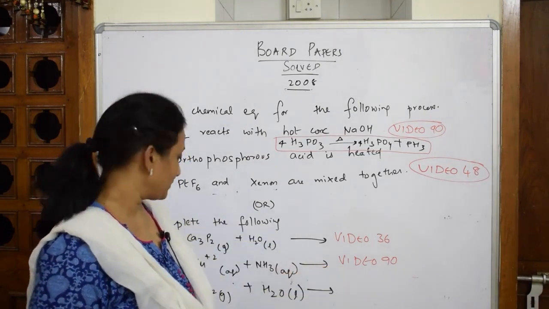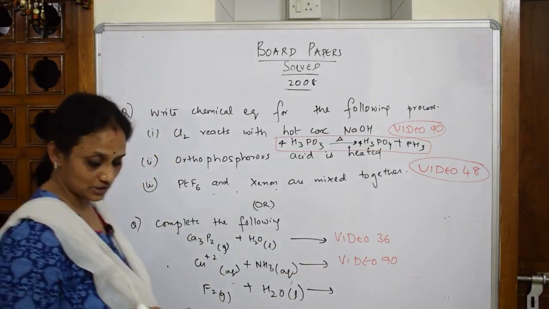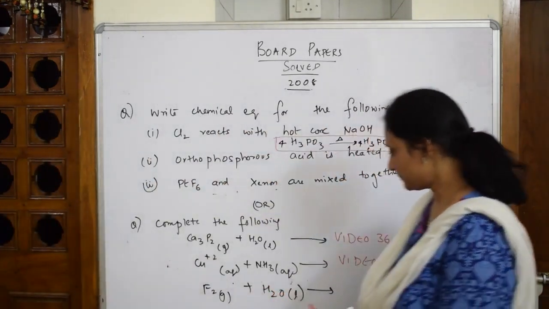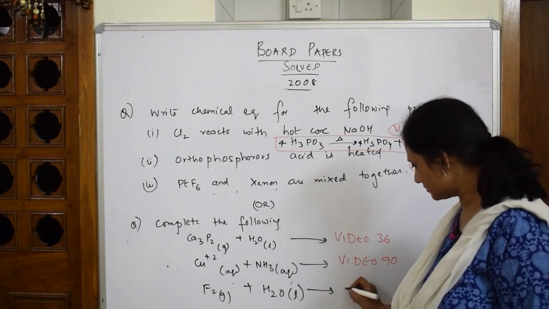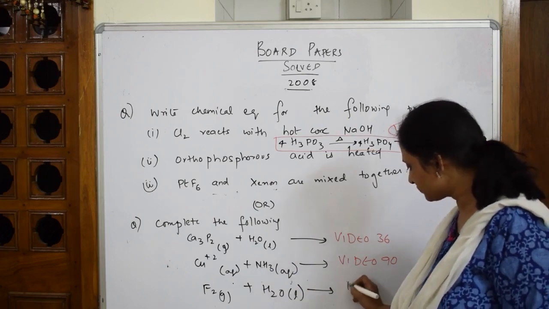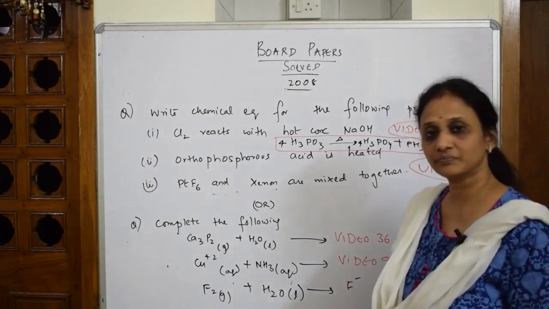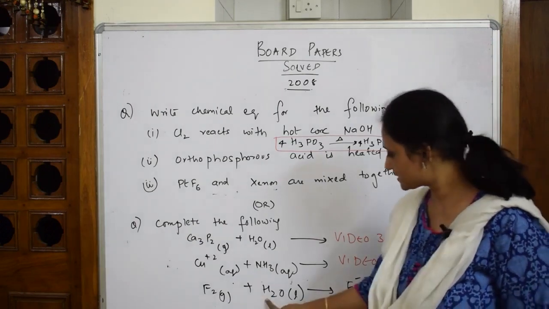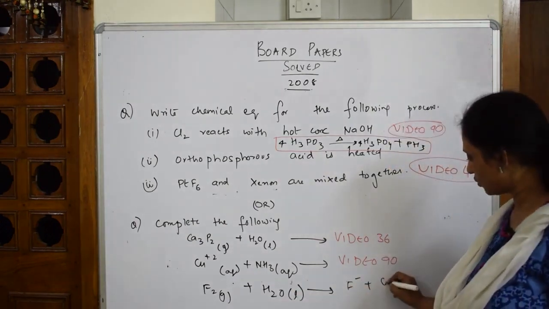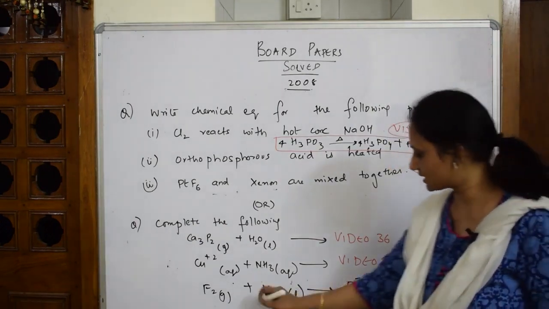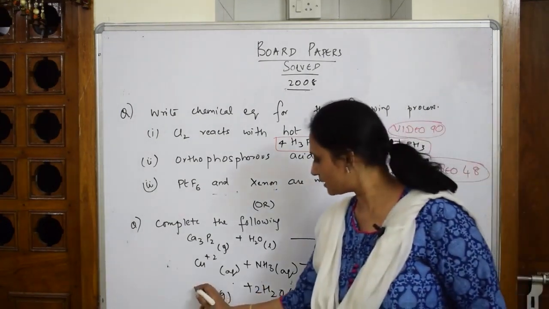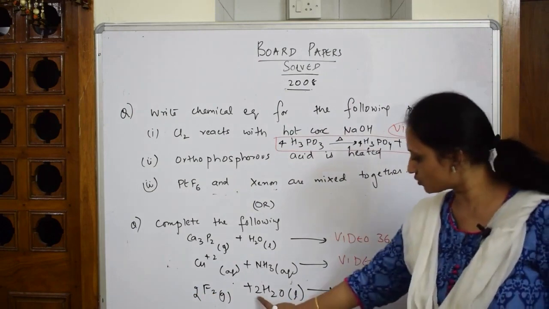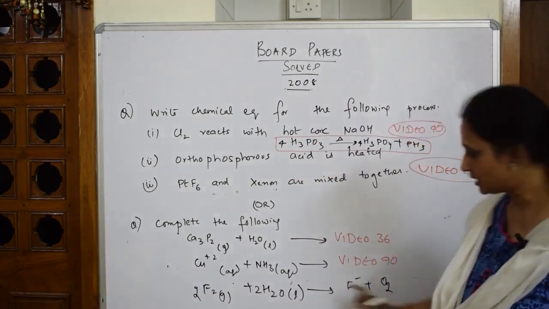Please watch that video. Let us come back and do this. F2 plus H2O, simple. When you are adding water to a halogen, first it will break up into F minus. Then this breaks up into O2, oxygen, because I'm going to take 2 moles here. Here also I'll pick up 2. When I pick up 2 oxygen, O2, isn't it? Done. So what do we have?